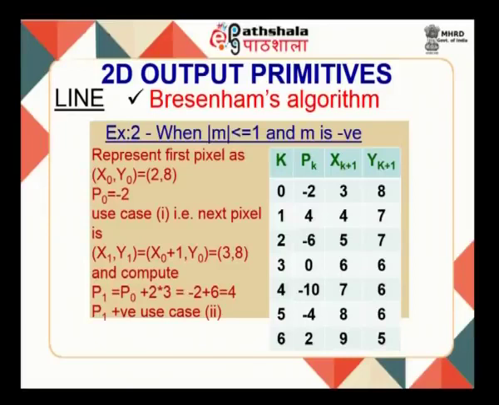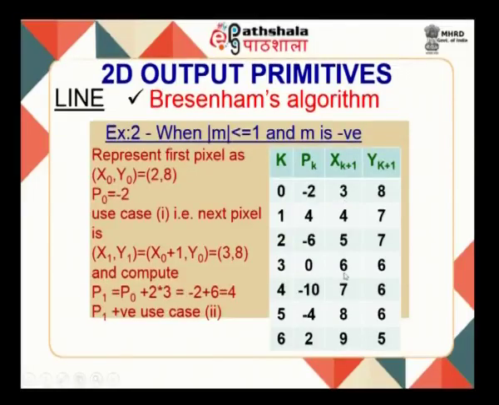That is the important observation, and based on that a problem is solved here. You will easily understand when you start doing this. You can sit and start doing this as we did in the previous example. You follow the same set of equations, because it is only the modulus, that is, mod m is less than 1 and m is negative.